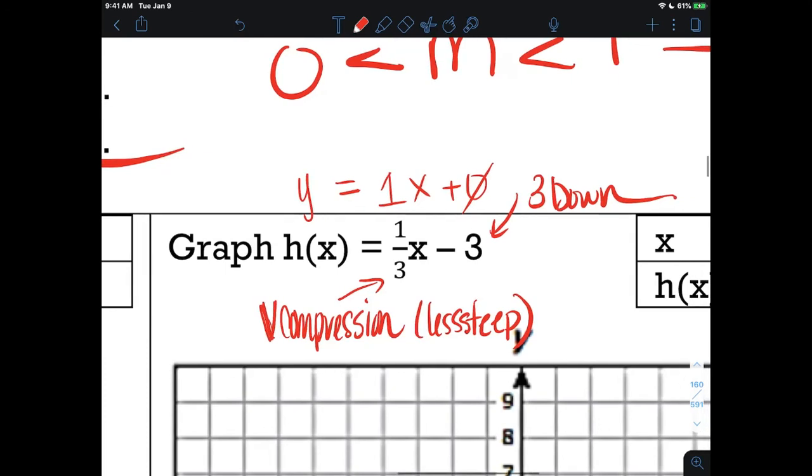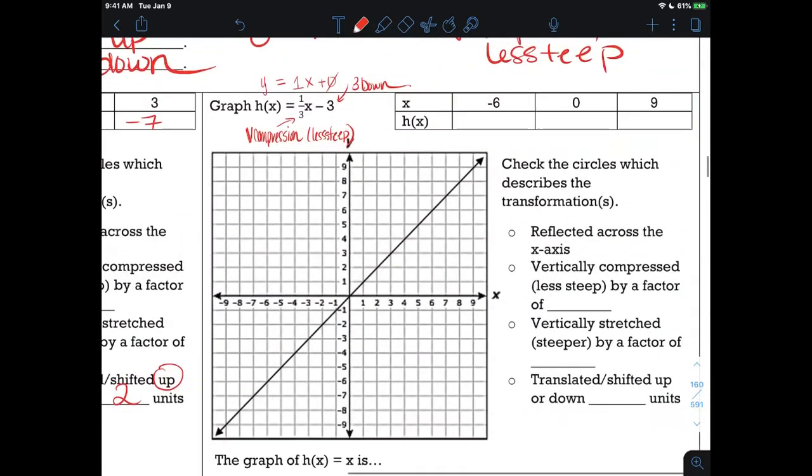Okay, so let's answer these questions. Is this reflected across the y-axis? No. Is it vertically compressed? Yes, by a factor of 1/3. Is it vertically stretched? No. Is it translated? Yes, 3 units down.